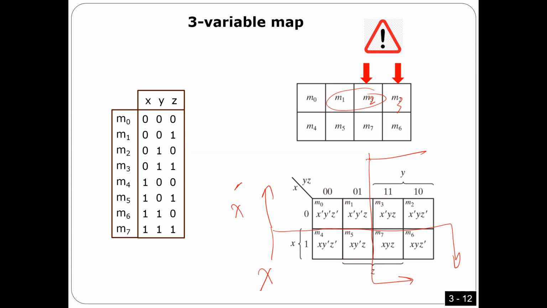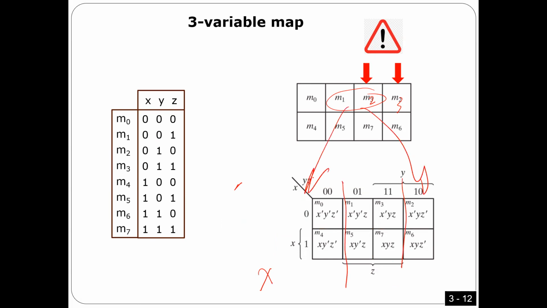Same thing for Z. This is the area of Z, and these 2 areas are Z prime. So this is Z, and this area and this area are Z prime. You can see here we have Z, Z, Z, Z. Here we have Z prime, Z prime, Z prime, Z prime. Is that okay?